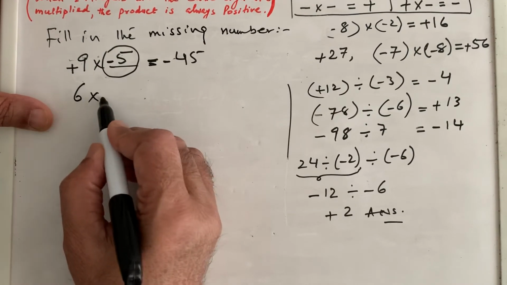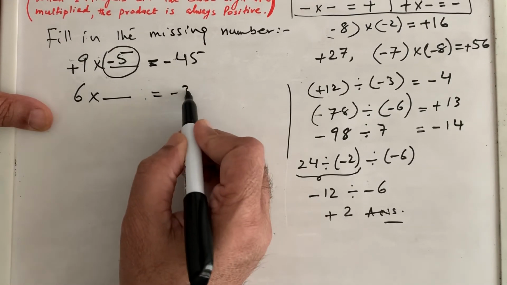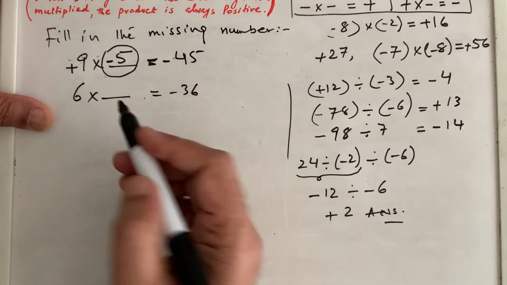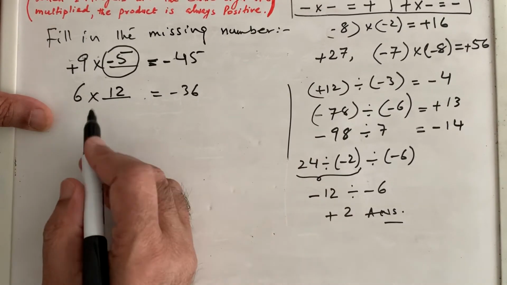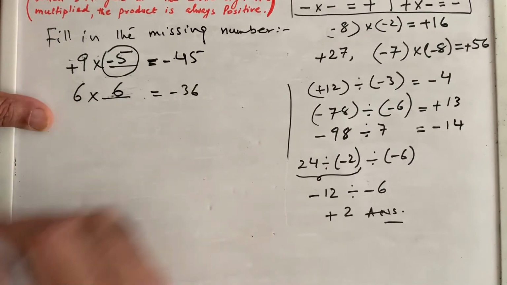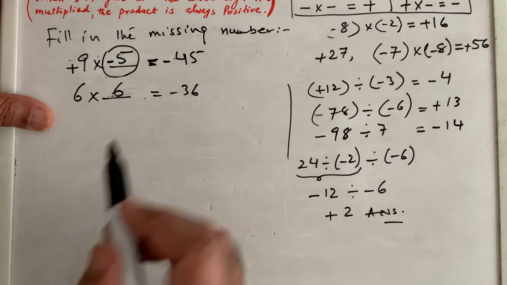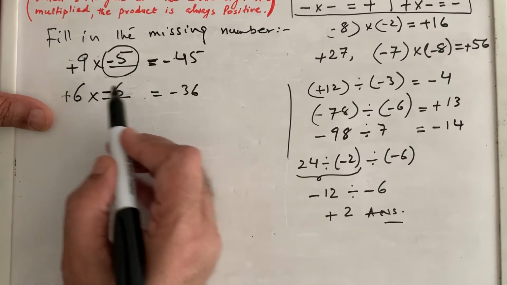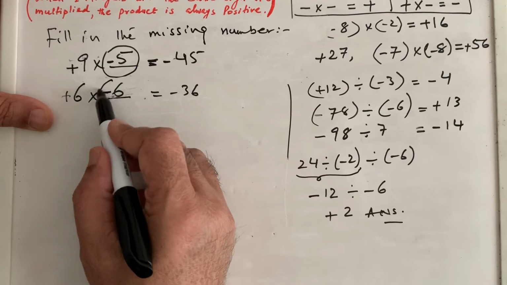6 times what is equals to minus 36. First you have to see the number. Number we can judge that, okay, in 12 times table it comes 12 times, 6 times 6 is 36. And how to get negative? If this is plus, this should be minus to give you minus. So this is your answer.